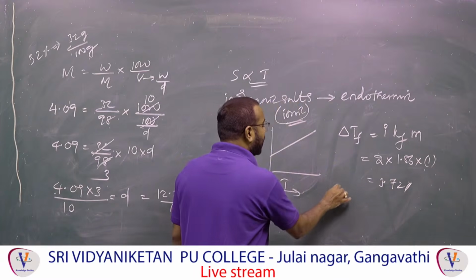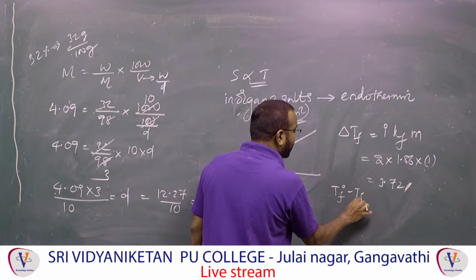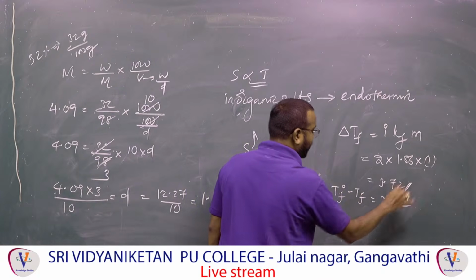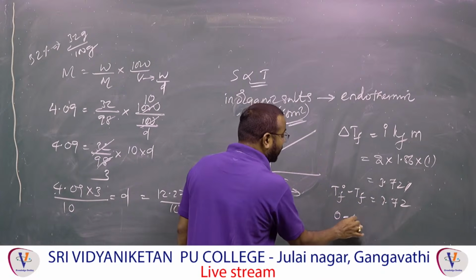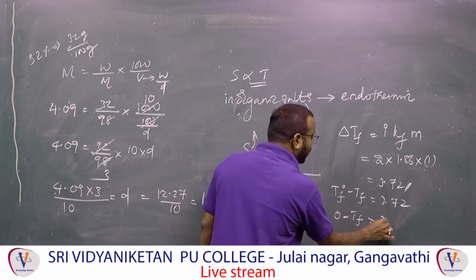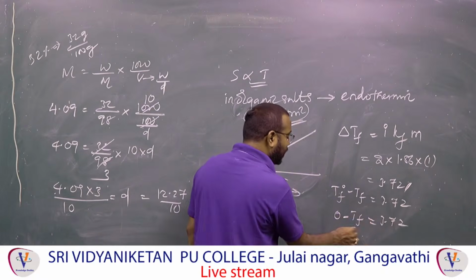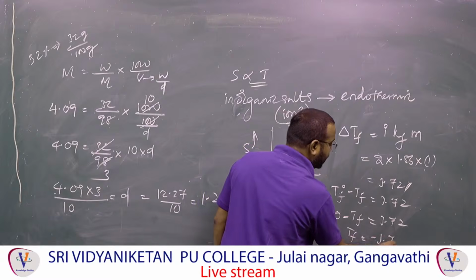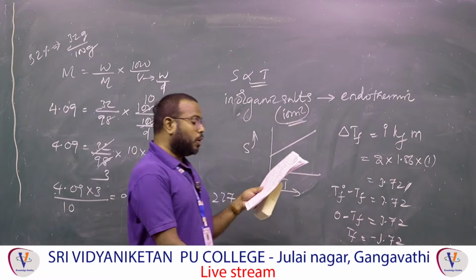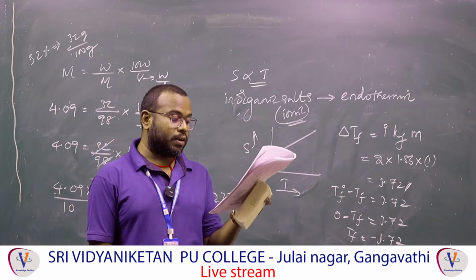Delta Tf is T naught f minus Tf, which is 3.72. T naught f is 0, therefore 3.72 degrees Celsius. So Tf is minus 3.72. So option number 2 is correct answer.